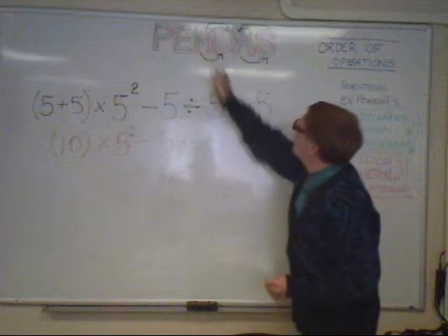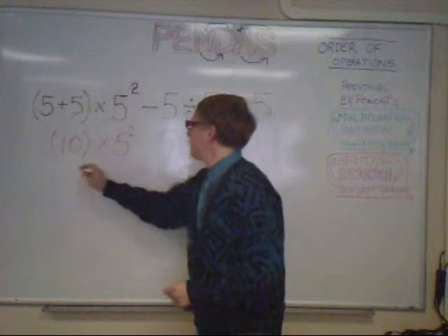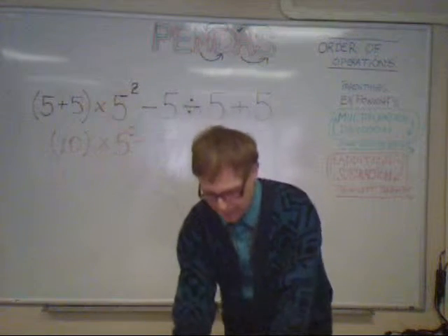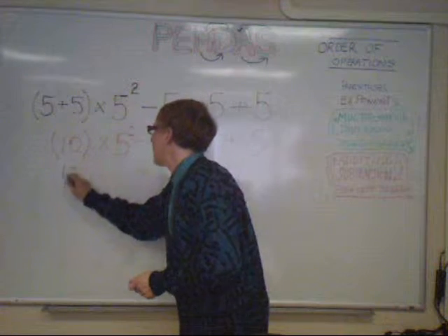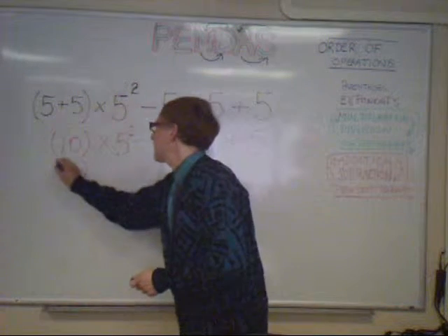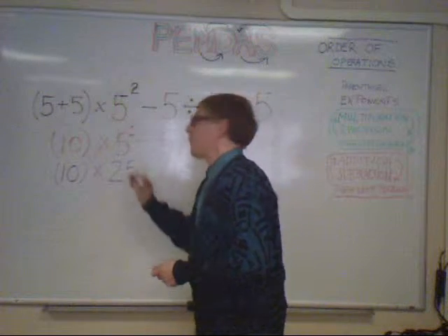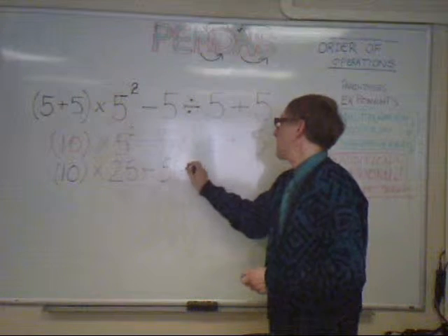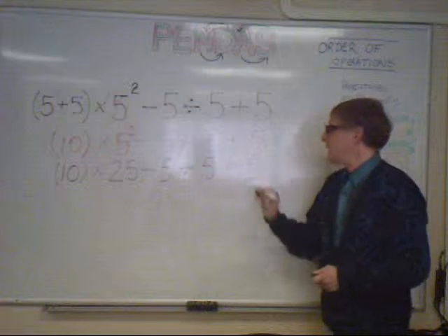Almost forgot that guy there. We need to be careful. We have 5 squared, so I still have my 10. Let's illustrate that in a different color. Here we go. We got my 10, still waiting there, times 25, which is 5 times 5, minus 5 divided by 5 plus 5.